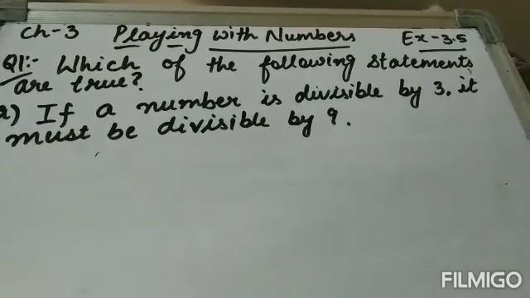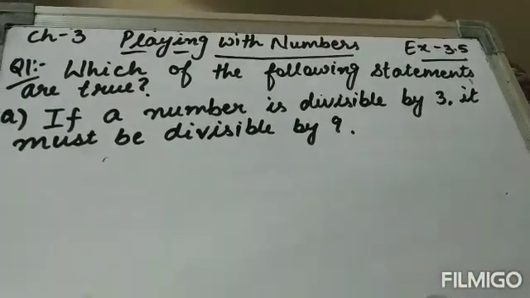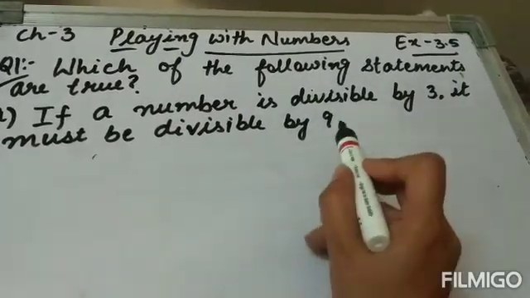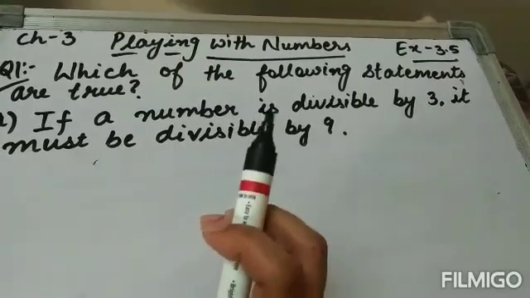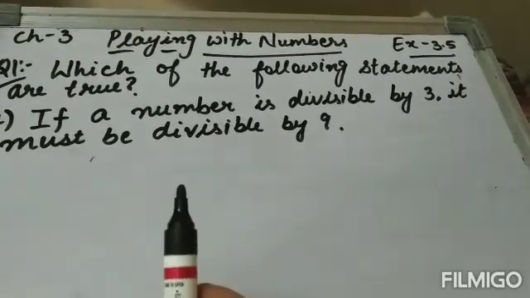Our first question is which of the following statements are true? We have to check which of the following statements are true. First part is: if a number is divisible by 3, it must be divisible by 9. Means, if a number is divisible by 3, then it will also be divisible by 9. This we have to find out.